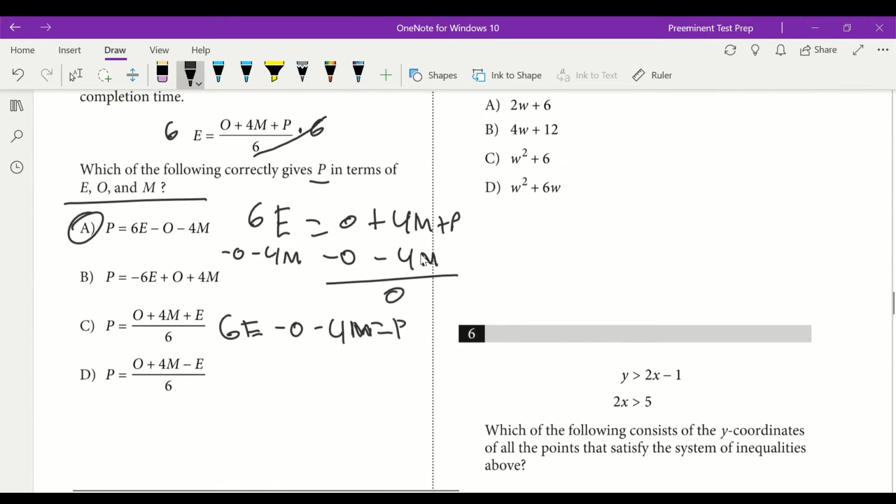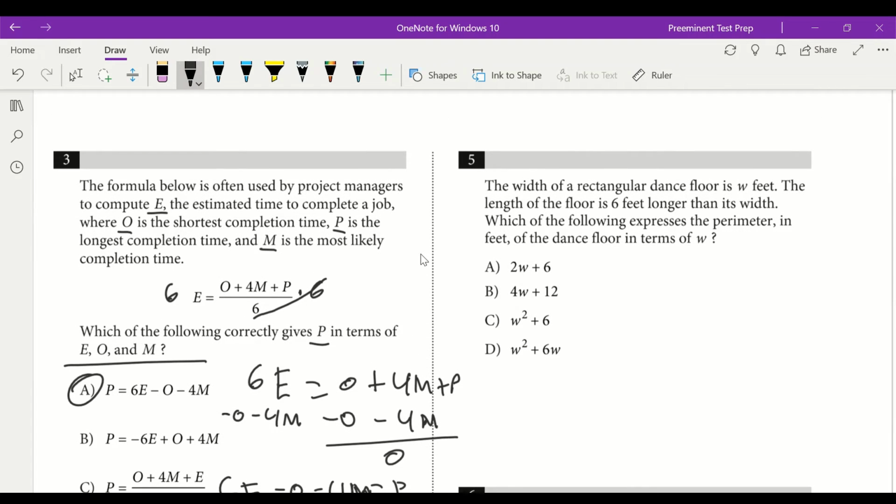Question 5. The width of a rectangular dance floor is W feet. The length of the floor is 6 feet longer than the width. So we know L, our length, is equal to our W plus 6. Which of the following expresses the perimeter in feet of the dance floor in terms of W?